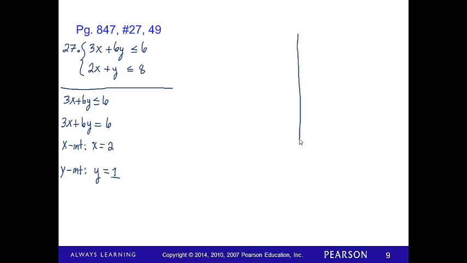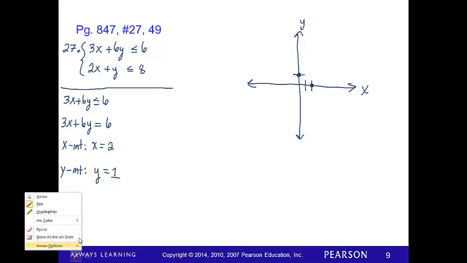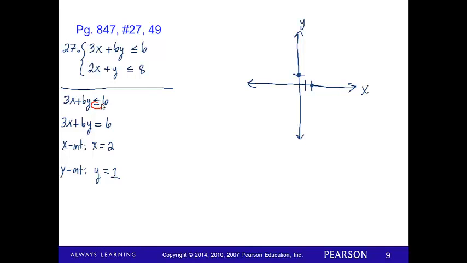So let me draw a big graph over here. X, y. So we have the point 2, 0, and then we have the point 0, 1. Now, is it a solid line or a dashed line? Because we have equality here, it's going to be a solid line. So go ahead and draw your line and extend it out. Now we need to pick a test point. How about we pick the test point 0, 0, because it's available to us.